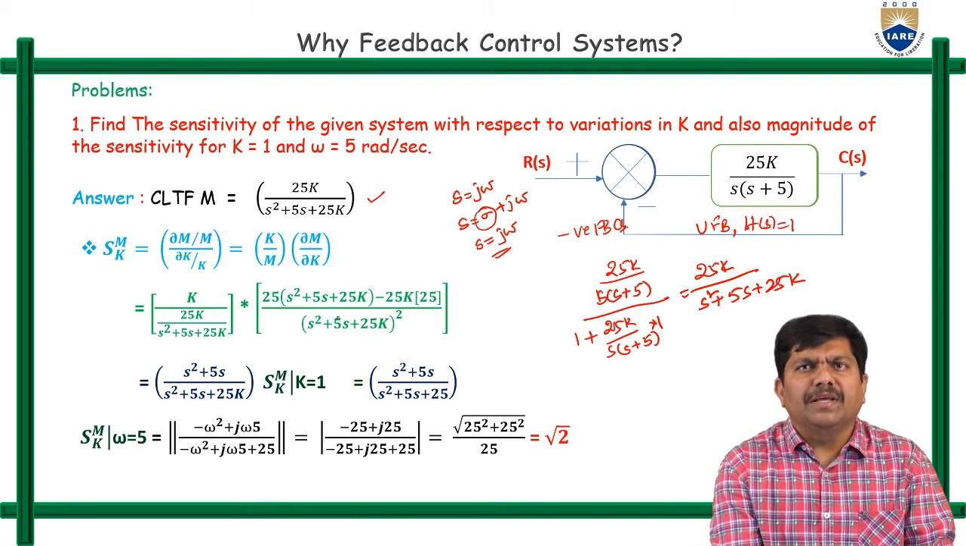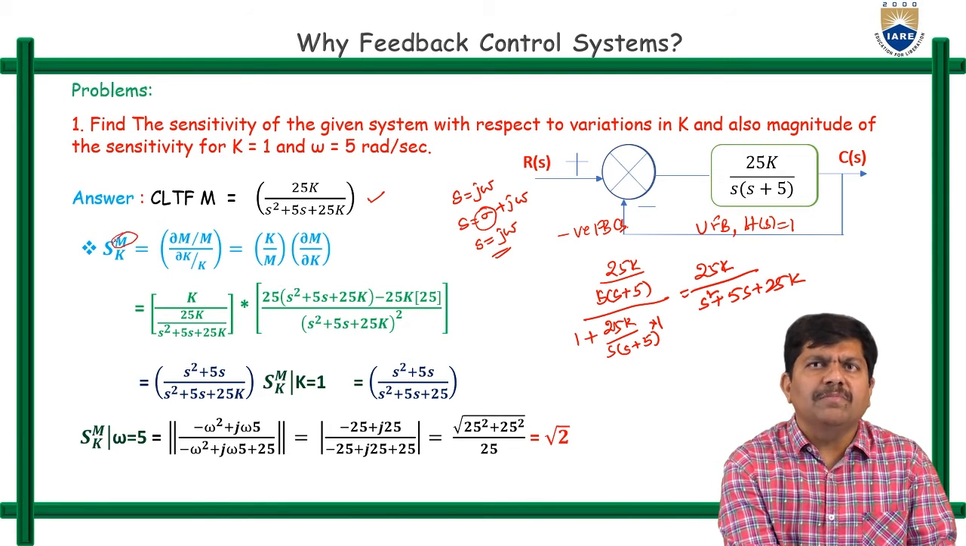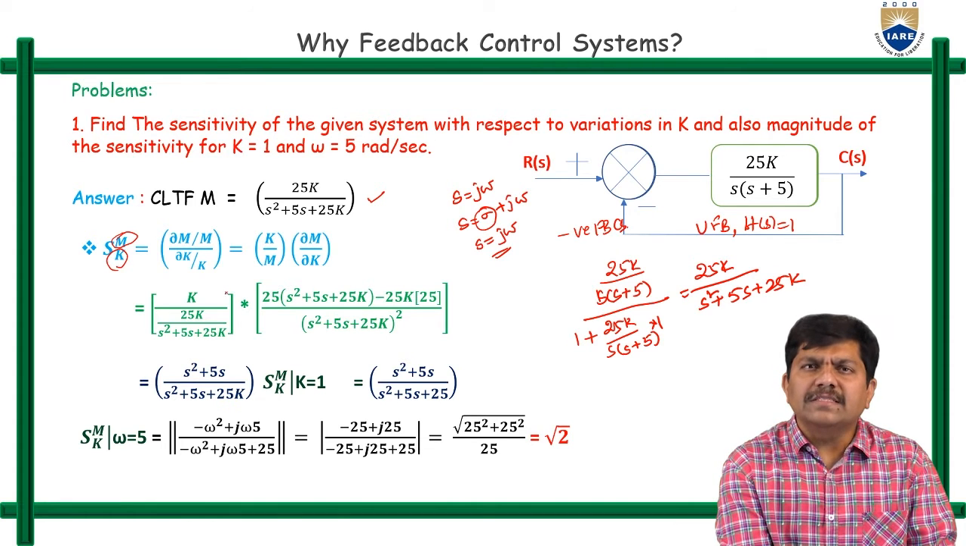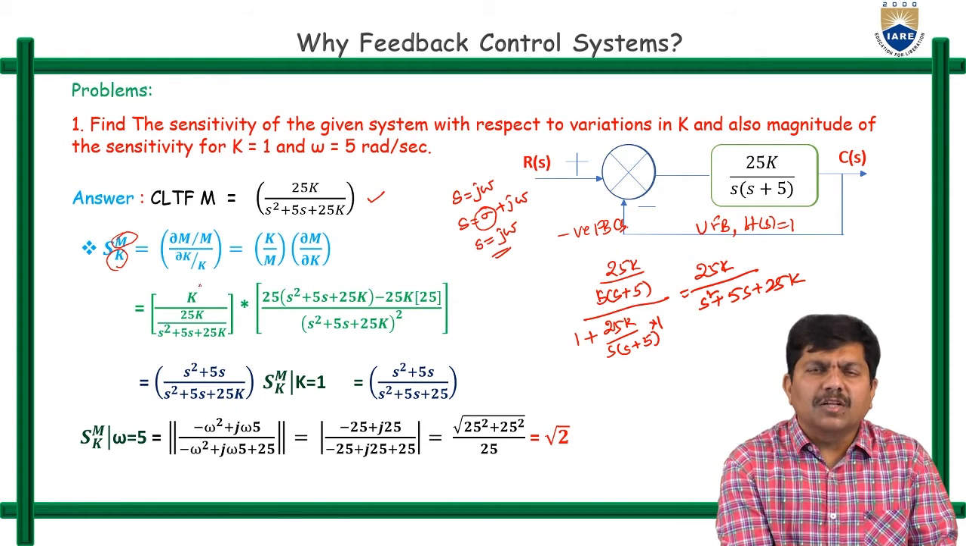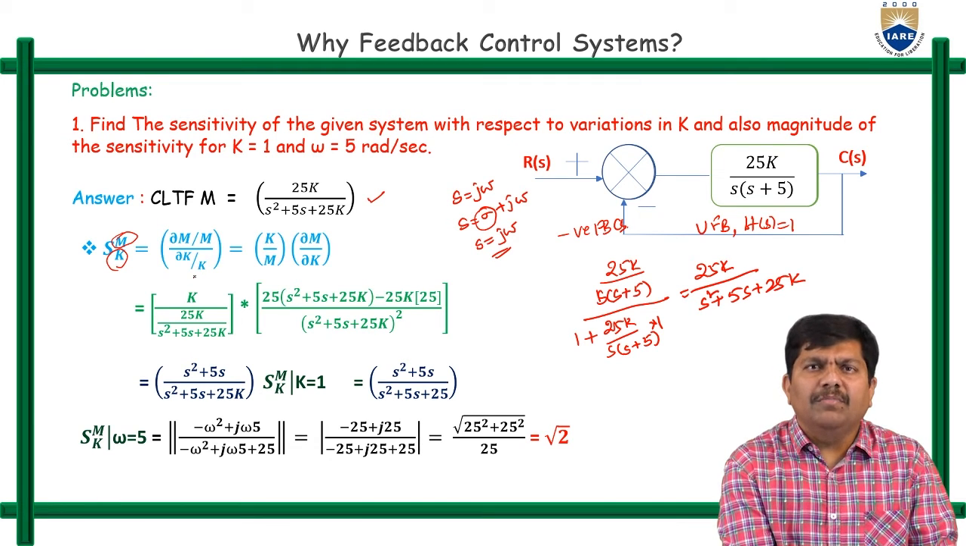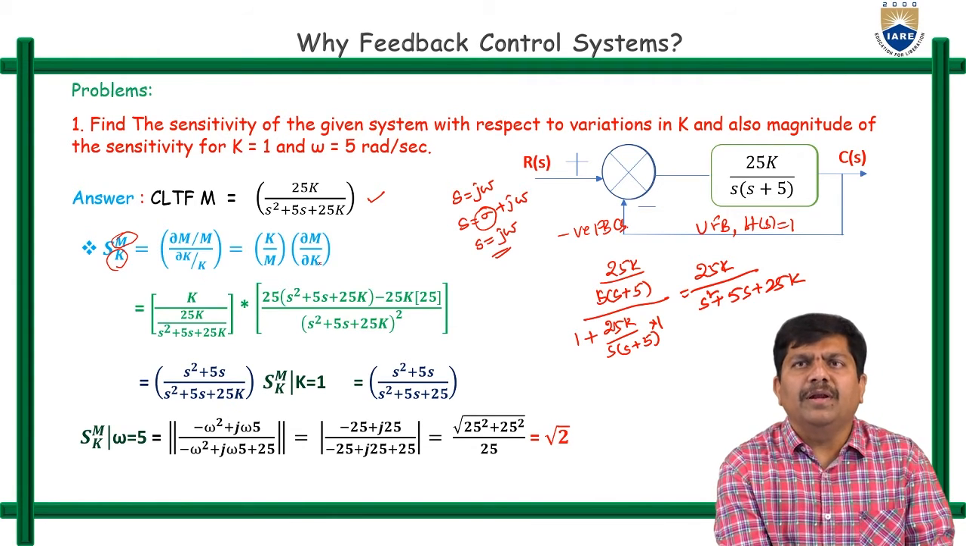So next, sensitivity. Sensitivity of what? Sensitivity of the overall transfer function. This M is the overall transfer function with respect to any system variations. What we are asked to calculate is the sensitivity of the given system with respect to variations in k. So we want to vary k, and once k is varied, what will be the proportional variation that the overall transfer function will observe. That is S_M^K, which is dou M by M divided by dou k by k. If we simplify this, it will be k by M into dou M by dou k.